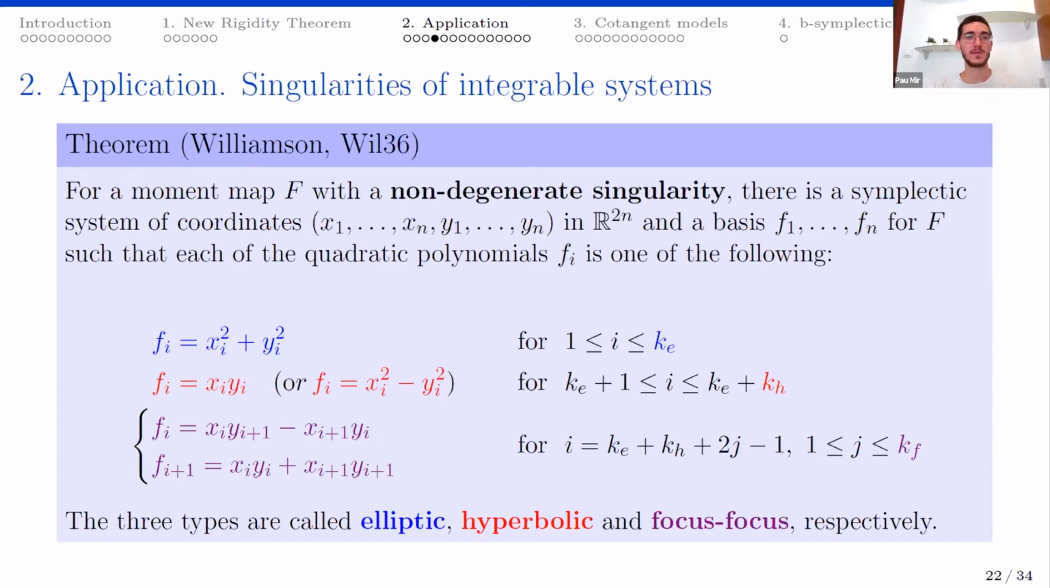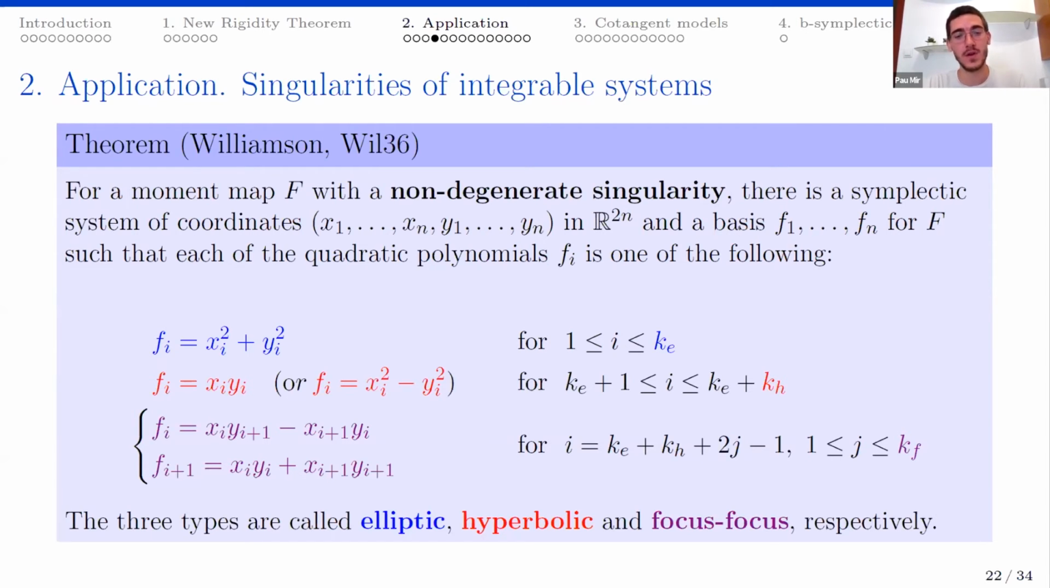And basically, Williamson's theorem says that they can have three forms. They can be of elliptic type, they can be of hyperbolic type, or they can be of focus type. For the singularities of elliptic type, you can find coordinates in which the singularity writes as x squared plus y squared. For the hyperbolic type, you can find coordinates in which the singularity writes as x times y, or as x squared minus y squared, which has the same shape basically.